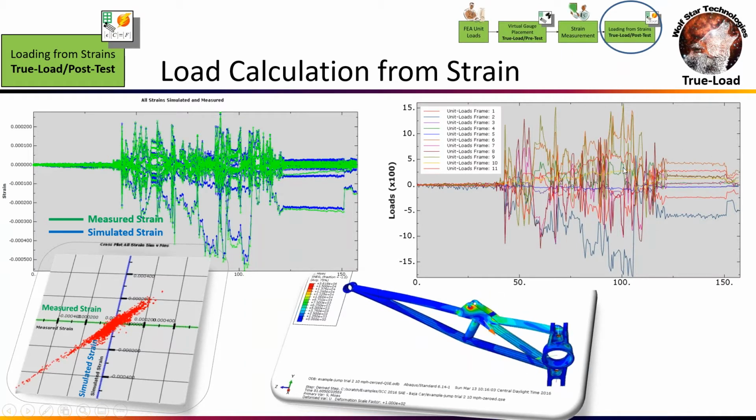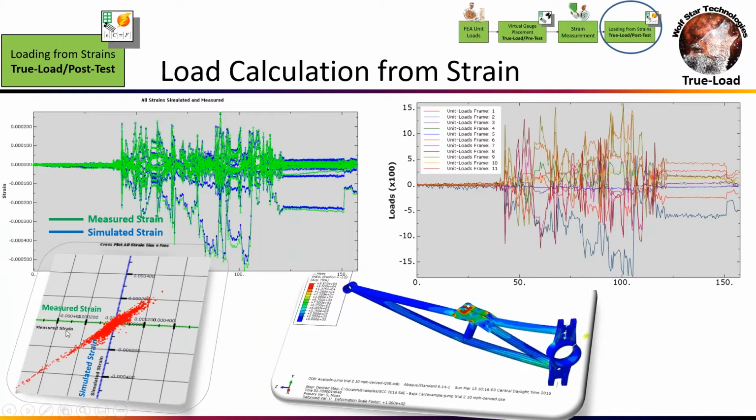Now that we've got the loads, we go back into the FEA model and we pull out simulated strains from the FEA model. So the blue curves here are simulated strains from the FEA model. And then we do a cross plot of the measured strains versus simulated strains. And you see how well we're getting correlation here. This is just excellent correlation.